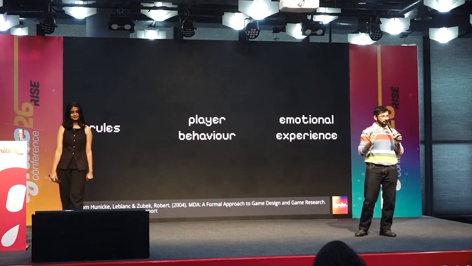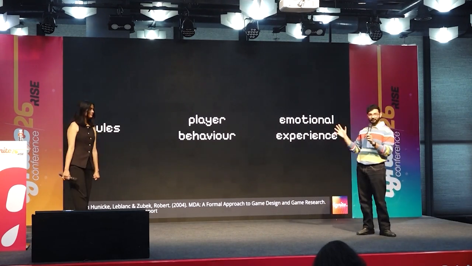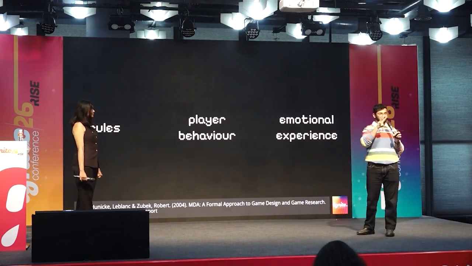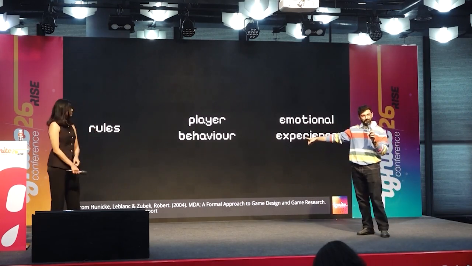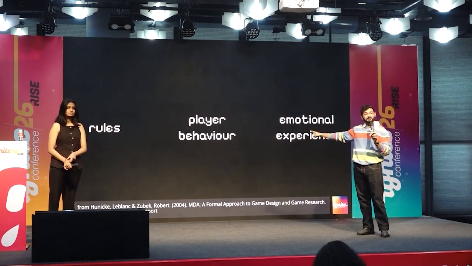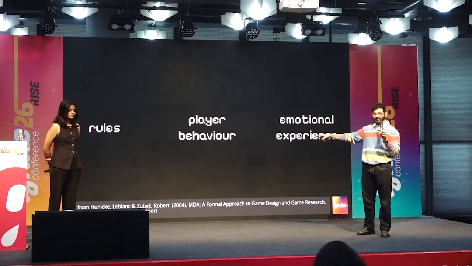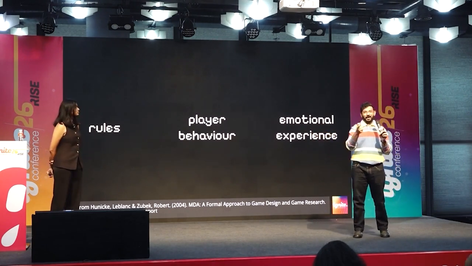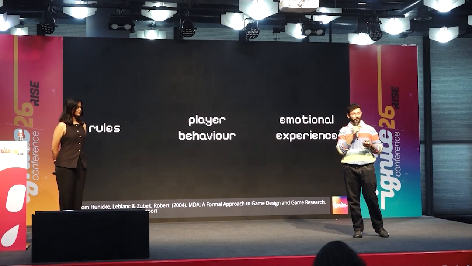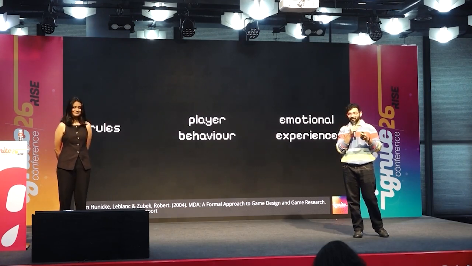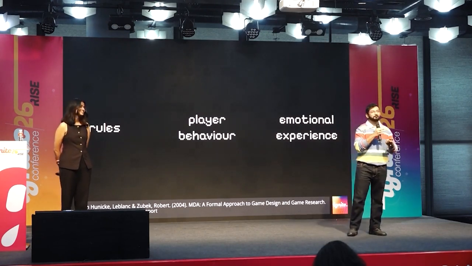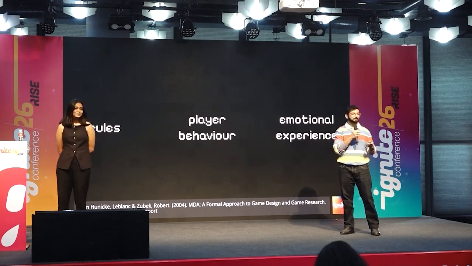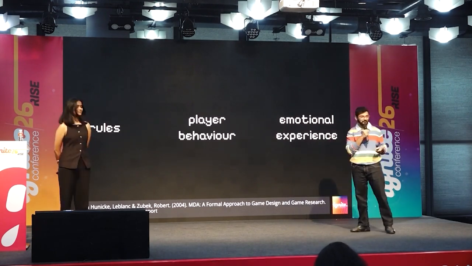So back in 2004, there was a framework called Mechanics, Dynamics, and Aesthetics, which breaks down a game into 3 key components. What are the rules that form a game? What is the emergent player behavior? By emergent, I mean something which is, have you ever hidden cards under your leg when you're playing Uno? Yeah, it's an emergent behavior. It comes out of the rules of the game. It's not something that's coded into it. And finally, the emotional experience.